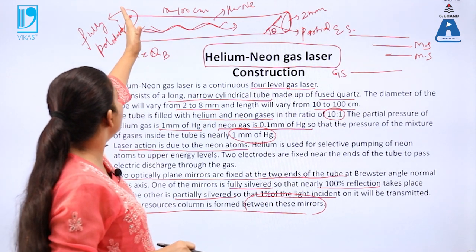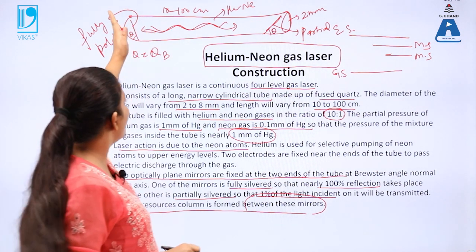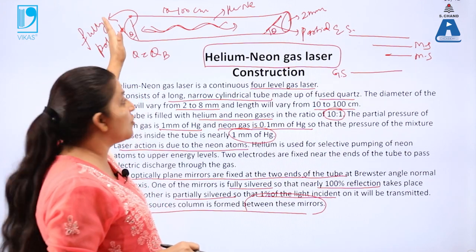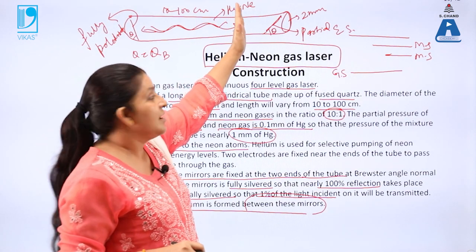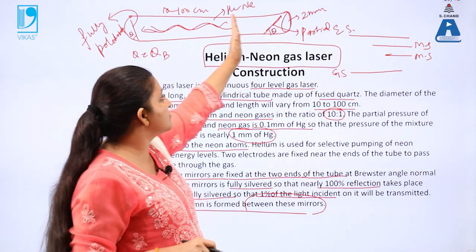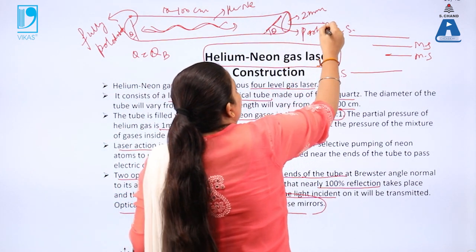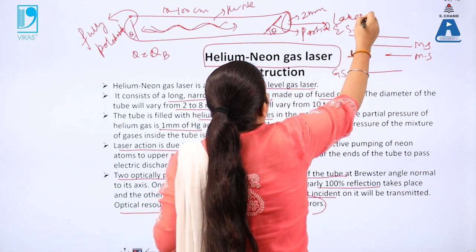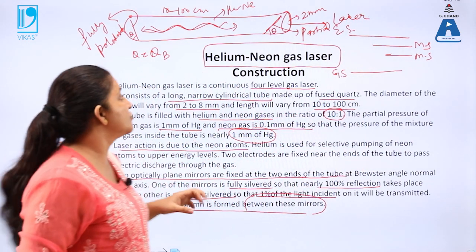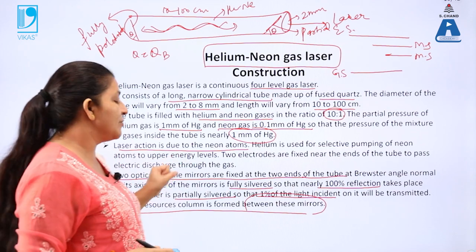Now this one is fully polished. When one side is fully polished, the whole of the light is reflected back. Here some of the light is reflected and some of the light is transmitted. Again at this end we will get the laser light. So laser light is obtained at this end. So this is the construction of the helium neon laser.